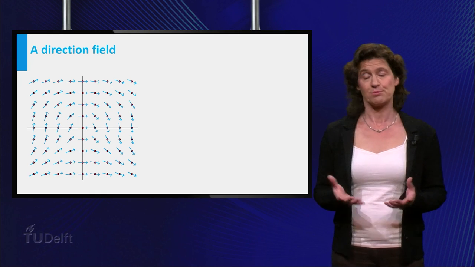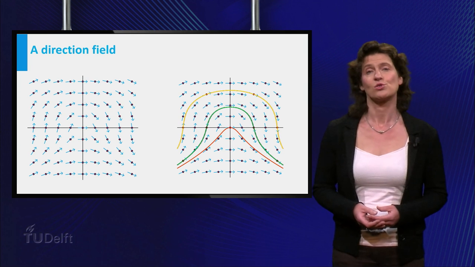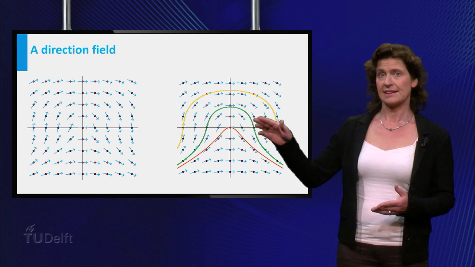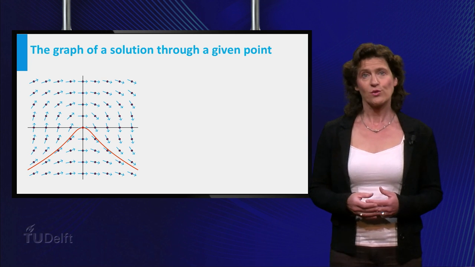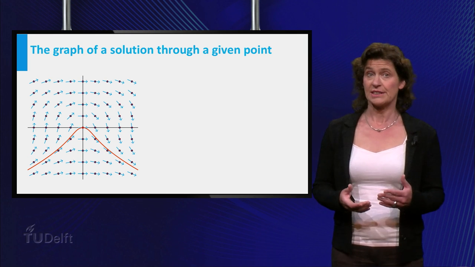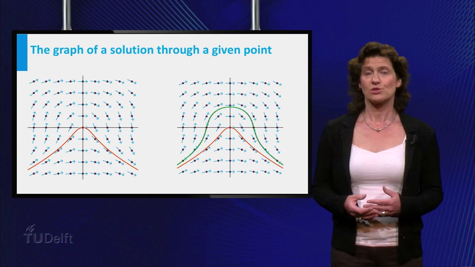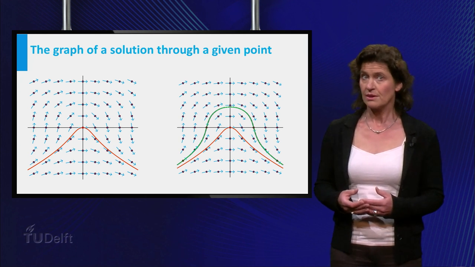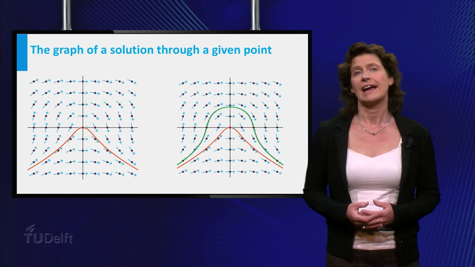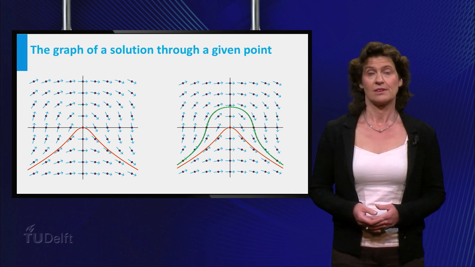Now, what do you see in this picture? Well, you can draw the graph of a solution with given starting points by following the direction field like this. So the graph corresponding to the solution of the differential equation, which passes through the origin, is the orange one. The solution which passes through the point (1, 0) has the green graph. Obviously, drawing a direction field by hand is tedious. Luckily, there is software that can do the job for you.